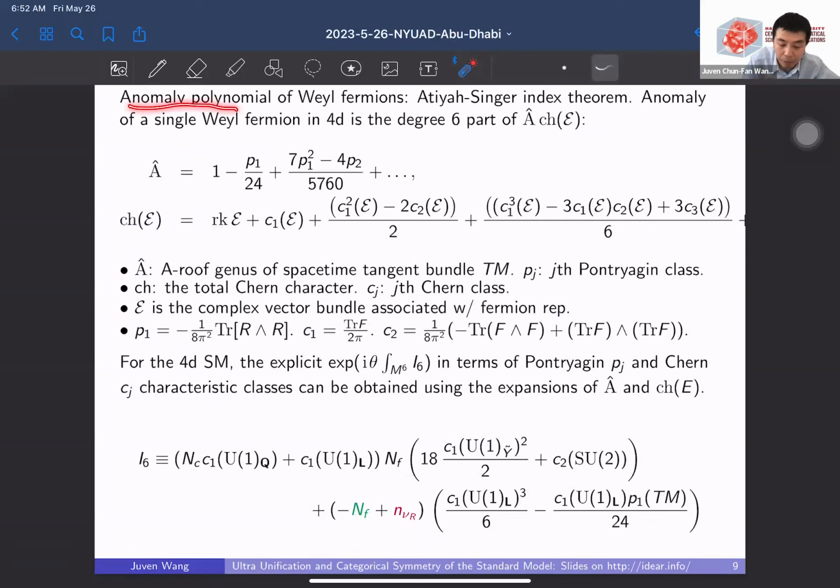So the anomaly polynomial is the way to capture the anomaly, which is written for the anomaly in 6D form. Learning from the Atiyah-Singer index theorem, there is an A-roof genus of the space-time tangent bundle, written in Pontryagin classes. The most important part of my talk is just p1, which has trace of R wedge R, some curvature 2-form R. And also the Chern character, written by some Chern classes. We should put in the Weyl fermion in a suitable representation for this complex vector bundle and try to compute this.